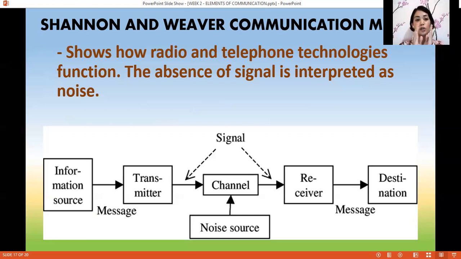Okay, so the signal has been interrupted. There is so much noise or very low frequency. We have to look for a high frequency in the area. The transmitter is from the radio station, and they are showering signal all over the place. If your radio is on, that is the receiver, and it would grasp that signal and turn it into music, and you are the destination listening to the music. That is the Shannon and Weaver communication model.